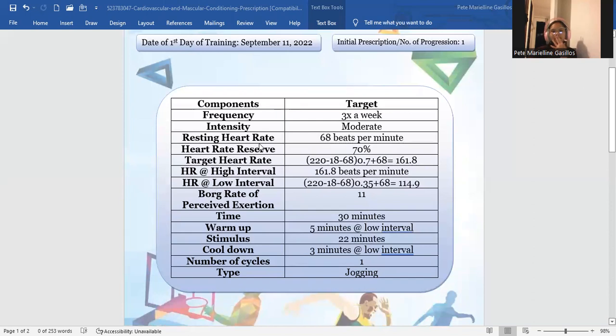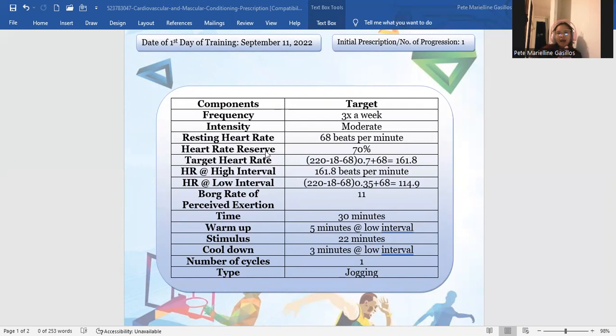My heart rate reserve, I base that on my intensity. For moderate it's 64 to 76%, so I choose 70%. So my heart rate reserve is 70%. To calculate my target heart rate, I calculate it at 220 minus my age, which is 18, and minus my resting heart rate, which is 68 beats per minute.